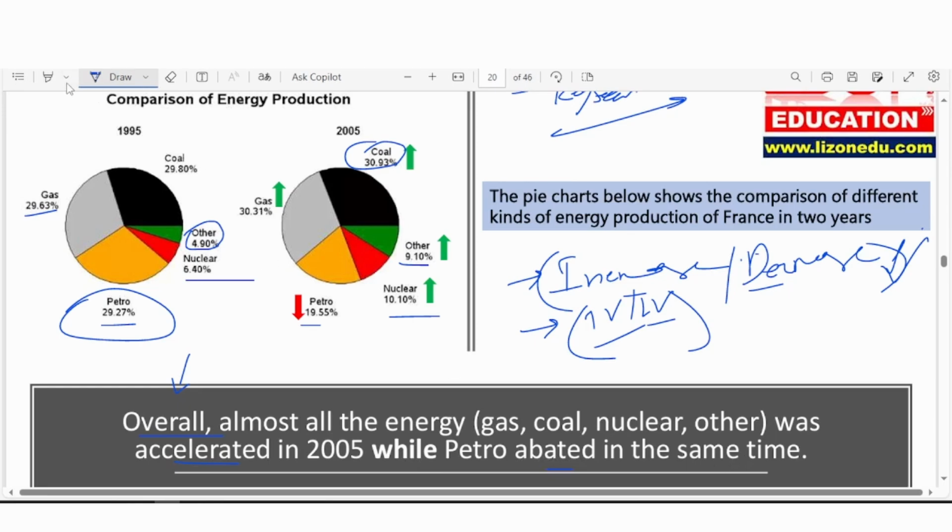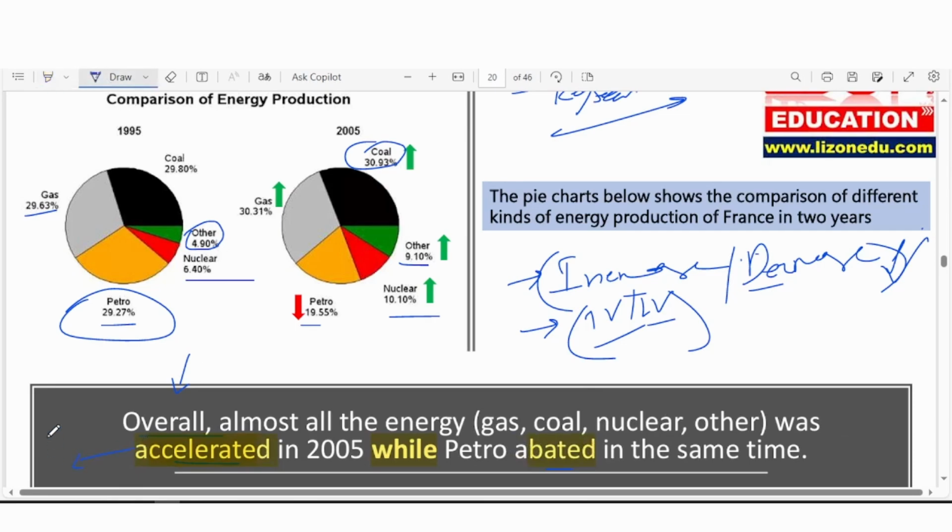So why am I suggesting this sentence? There is a reason for that. Let me tell you. It's because almost all the energy, gas, coal was accelerated. This is a passive voice, a good sentence to use. And then we used while, which means complex, right? Petrol. So we used different structures in just one sentence. Also we have used some good words like accelerated, abated, right? These are good words.